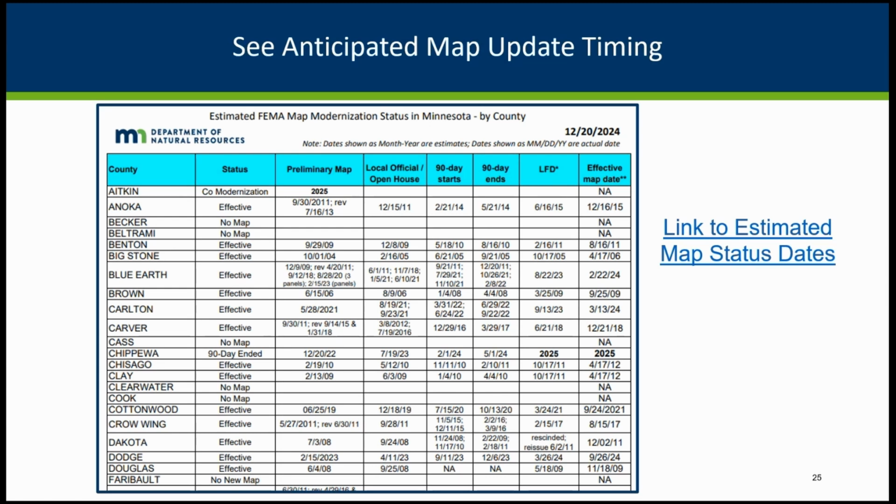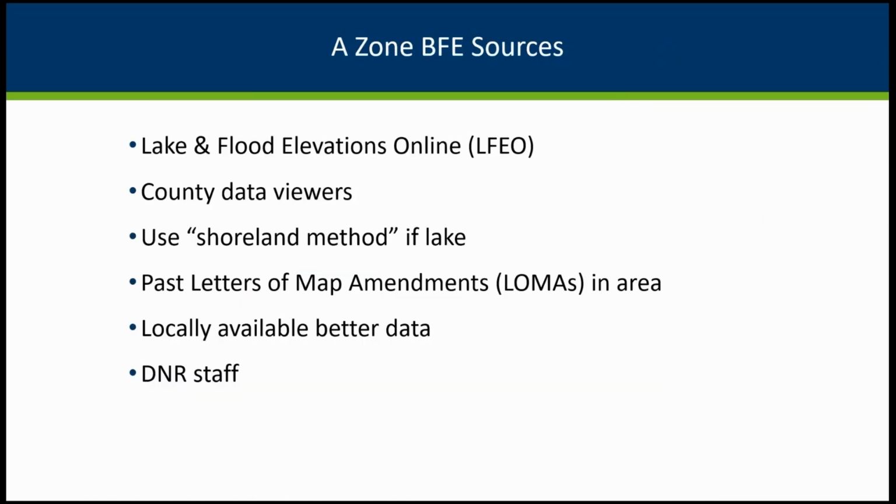So if you're looking very quickly here, you can see Chippewa in the middle of it. It includes an estimated map effective date of 2025. So we include things like that when we think things are going to be updated, even if we don't have exact dates yet. And I think this is where Ceil takes over.